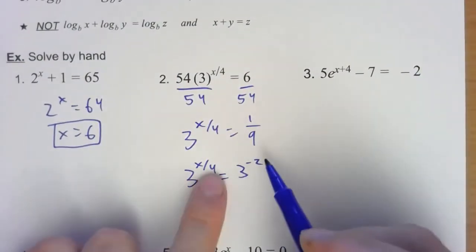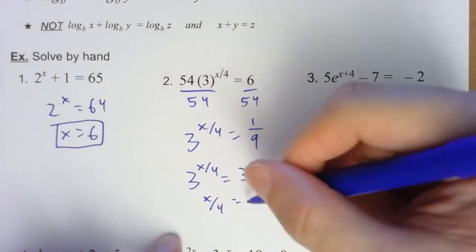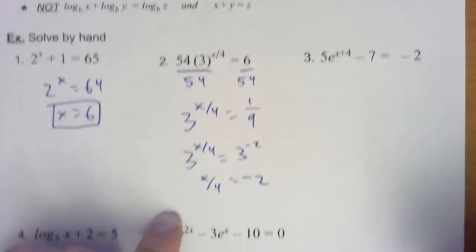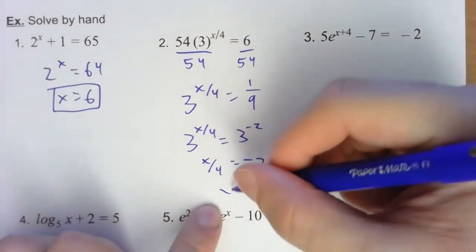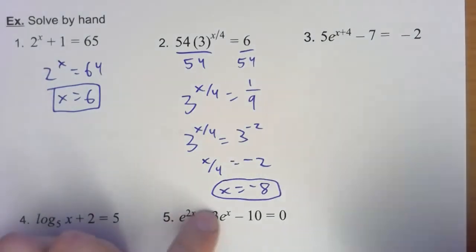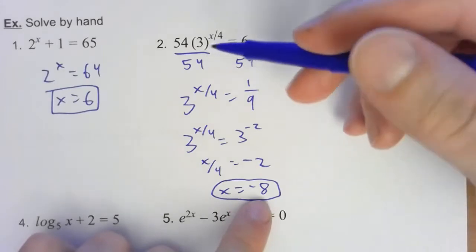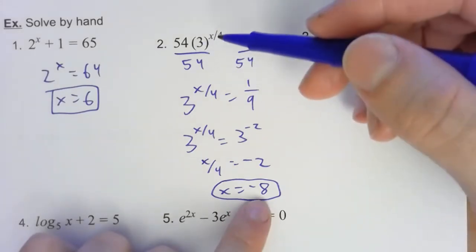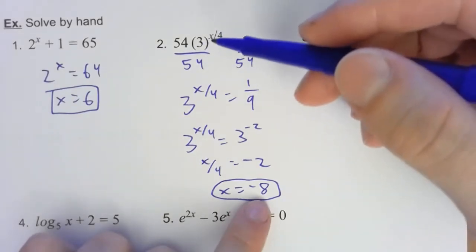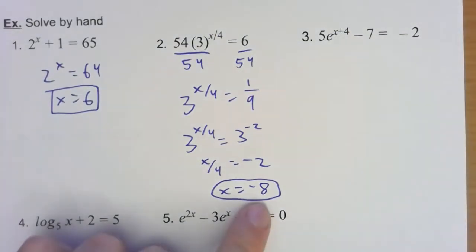The bases are the same. The exponents have to be the same. So x over 4 is negative 2. Multiply both sides by 4. x equals negative 8. Of course, you could check some of these if you wanted to. If you plug that back in here, you'd have 3 to the negative 2, so you'd have 1/9. 54 times 1/9, 54 divided by 9, that would be 6.